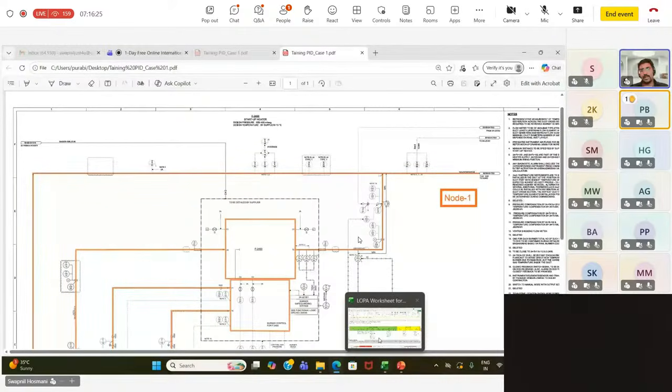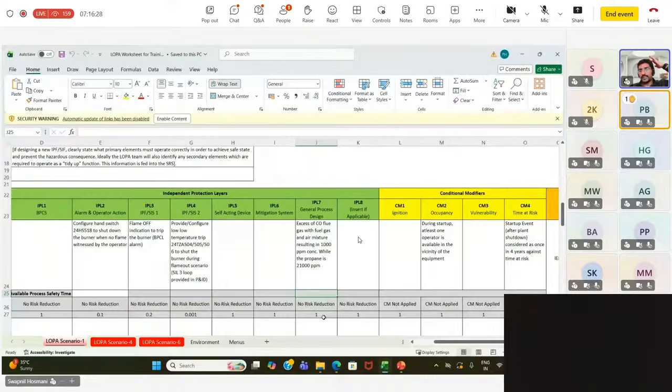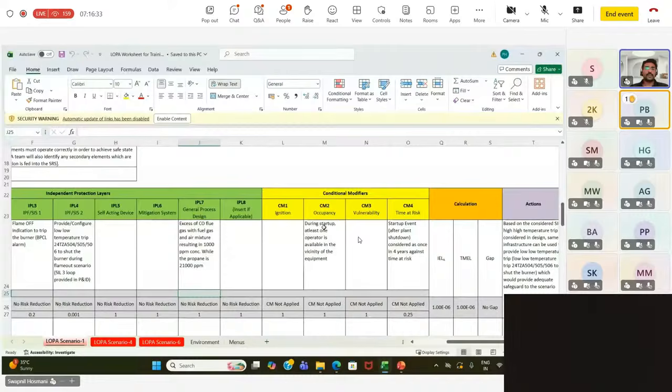Fine. Now we will look at the conditional modifiers. The first one is occupancy. During startup, only one operator is available. We cannot say there's an operator sitting in the DCS room. That operator is required as per SOP to be around that startup heater to monitor the startup process. So we have considered a full-time occupancy of 1. Next, there is source of ignition. Not from external sources, but within the systems, yes, there could be a source of ignition. Next, vulnerability is again of the operator or the people in the vicinity.